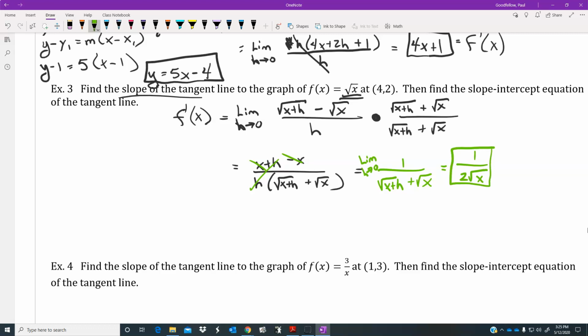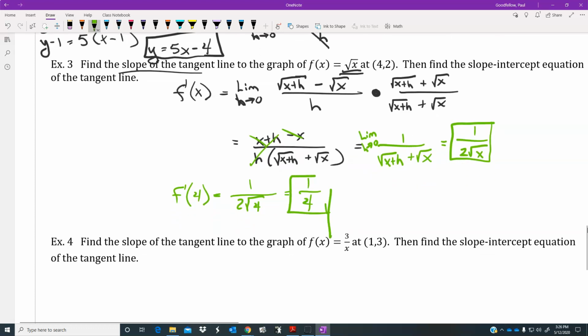Woo! We got a derivative. We're doing calculus now, baby. Okay, now let's find out what the derivative's answer is at 4. I'd plug it right into the derivative formula, which is 1 over 2 times the square root of 4. And that actually would be 1 over 2 times 2, which would be 1/4. And that would be the slope of the tangent line at that spot.